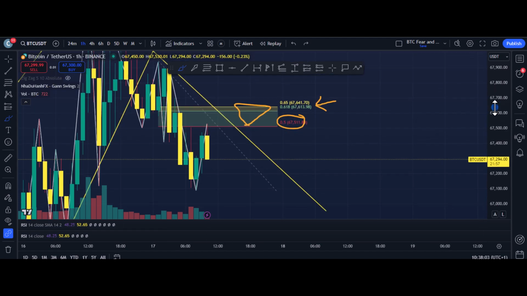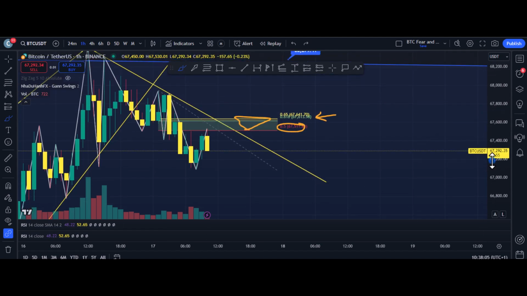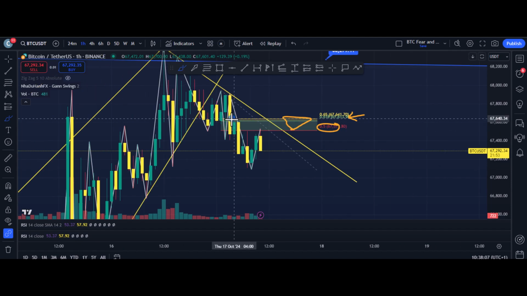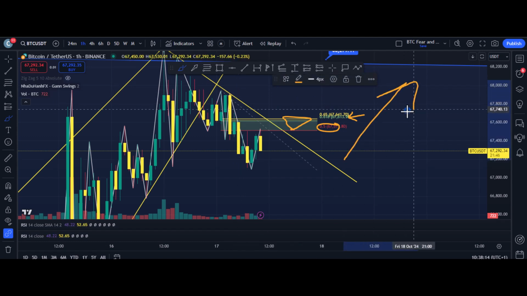I wouldn't necessarily be putting any shorts on any of the altcoins because it could be a bit unpredictable. Once Bitcoin has made significant moves up, some of the alts are trying to catch up and things like that. So I wouldn't necessarily be shorting any of the alts at this point in time. But on Bitcoin, I'm in.